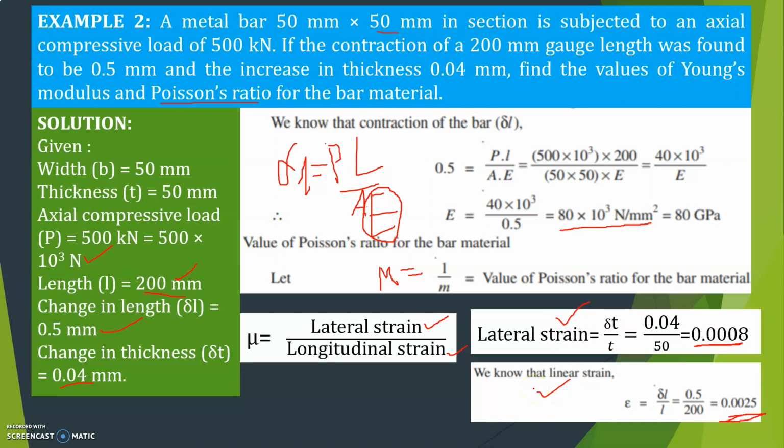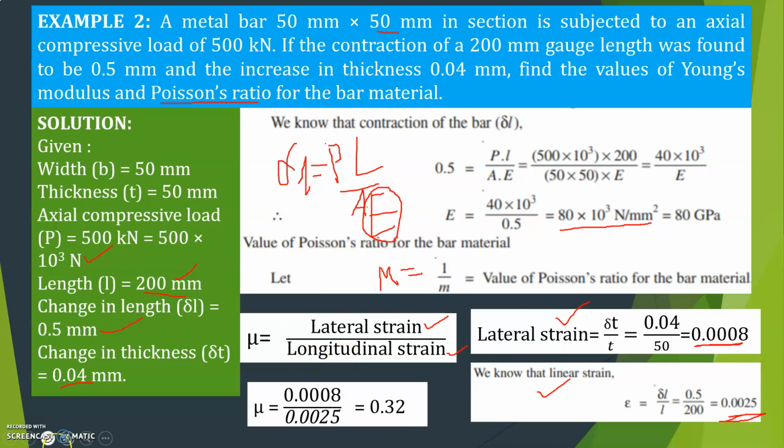Now you know what is lateral strain and what is linear strain. How can you calculate mu? Mu is equal to lateral strain divided by longitudinal strain. Substitute that. Mu is equal to 0.0008 divided by 0.0025. You get the value mu is equal to 0.32. This is also equal to 1 by m. Any symbol you can consider, either 1 by m or mu. So that is equal to Poisson's ratio.